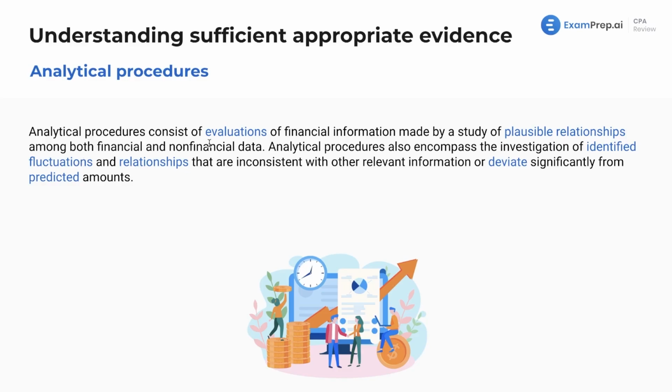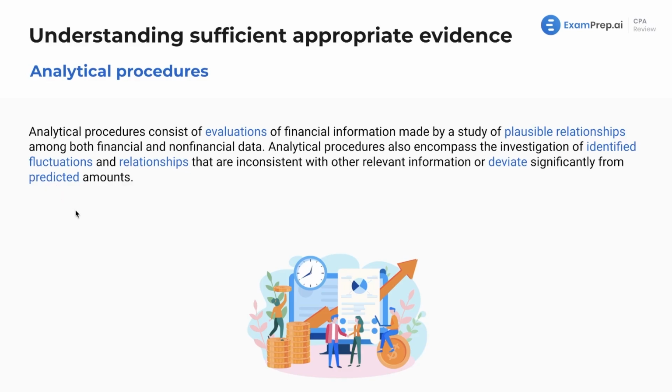Analytical procedures consist of evaluations of financial information made by a study of plausible relationships among both financial and non-financial data. Analytical procedures also encompass the investigation of identified fluctuations and relationships that are inconsistent with other relevant information or deviate significantly from predicted amounts.